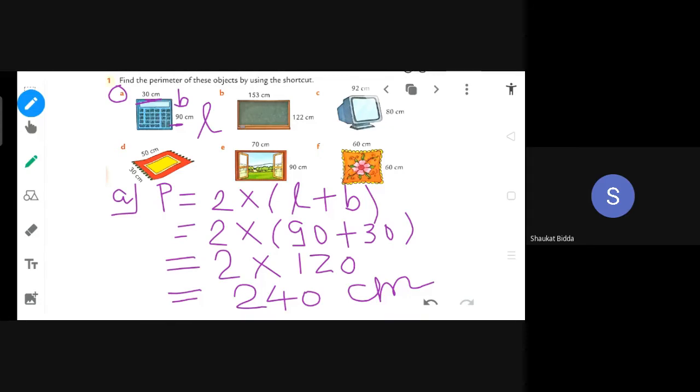So who has doubt in first question? Ma'am, repeat. Ma'am, that upside, that 30 centimeter. Whenever second means another, there is window. There is 70 centimeter and 90 centimeter. So 70 centimeter is breadth. We have to see whichever is bigger number, that is length. Okay.